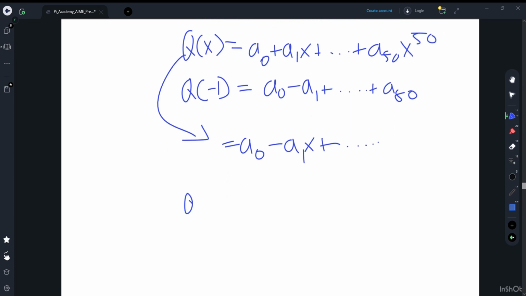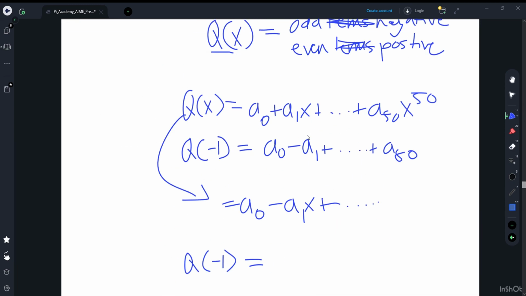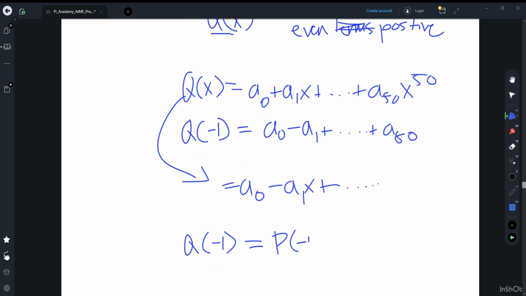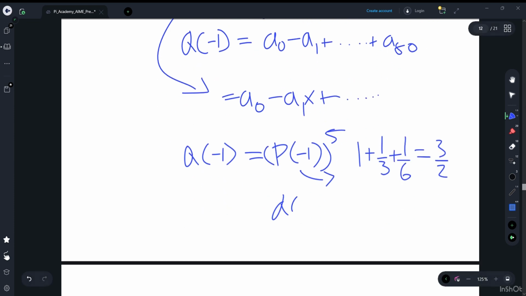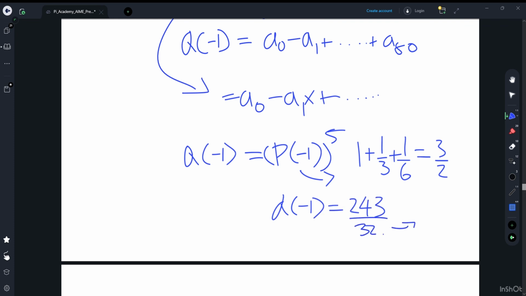So what is q(negative 1)? q(negative 1) is equal to p(negative 1) to the 5th power. And what is p(negative 1)? 1 plus 1/3 plus 1/6, which is 3/2. And so q(negative 1) is just 243 over 32. And m plus n is 275.